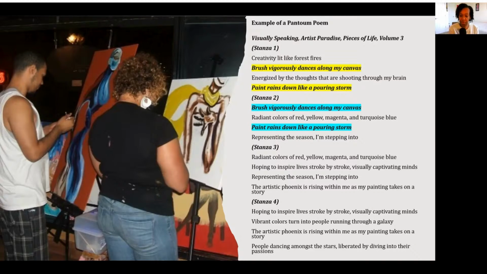So here's stanza 4. Let's see if you could catch the lines.